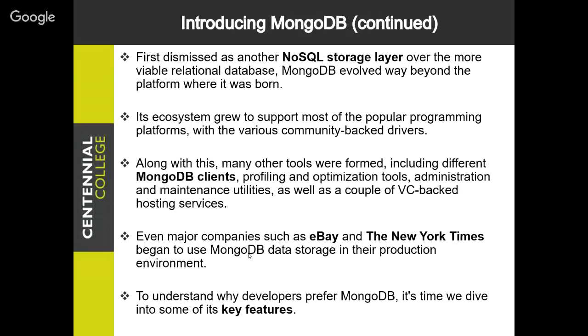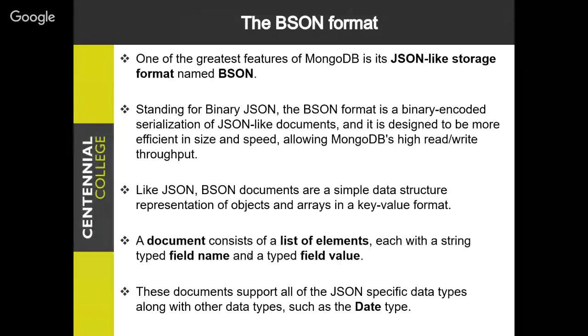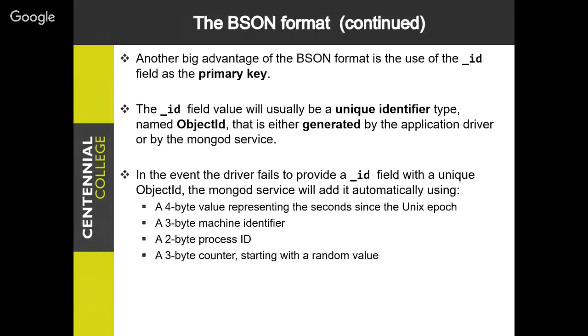A couple of big clients that use Mongo or used to use Mongo are eBay and the New York Times. So they're a couple of good test examples. So it's not like it's not a popular thing to use. It's being used. Some features of Mongo are things like JSON-like storage we talked about before, named BSON. And one of the things is again, ease of use.